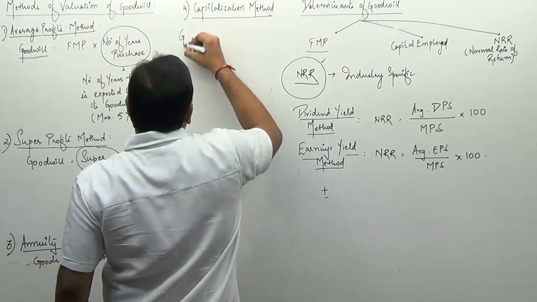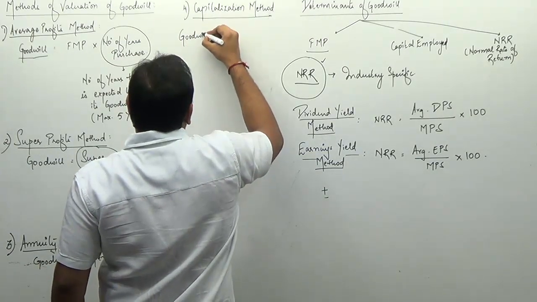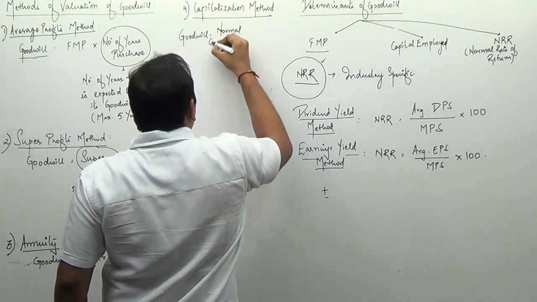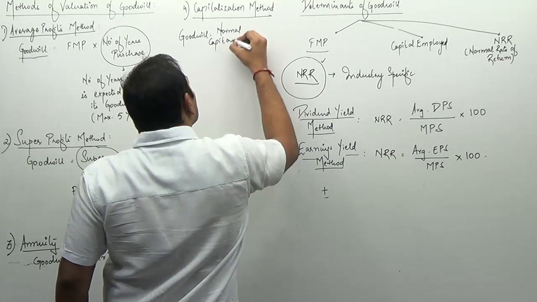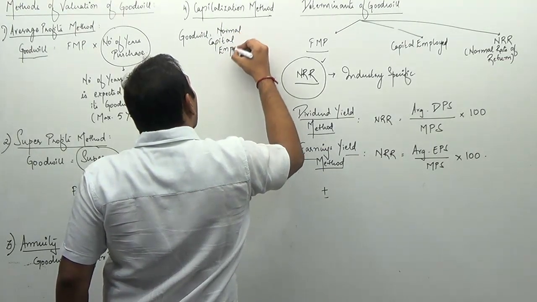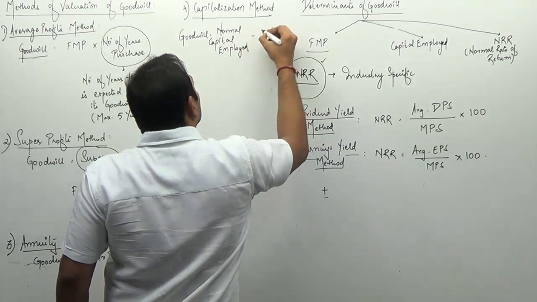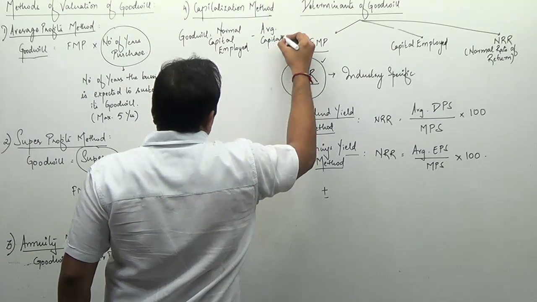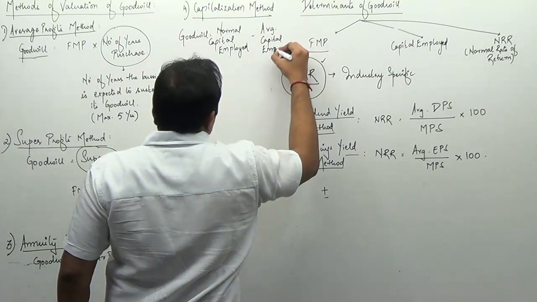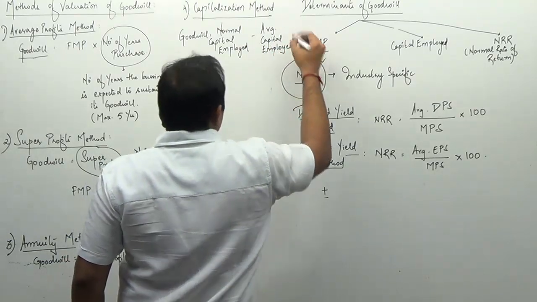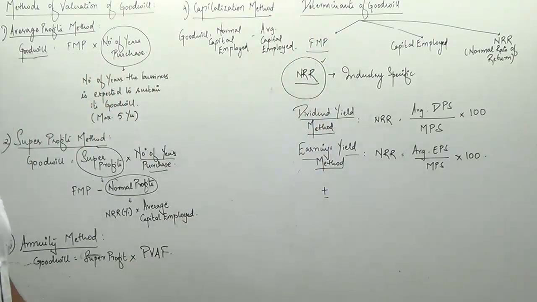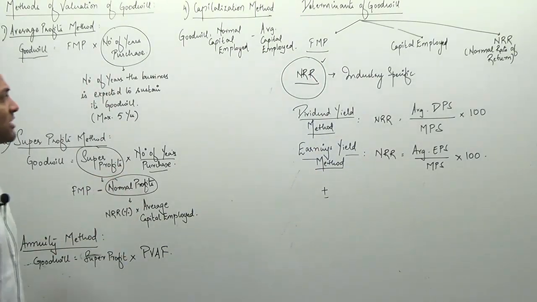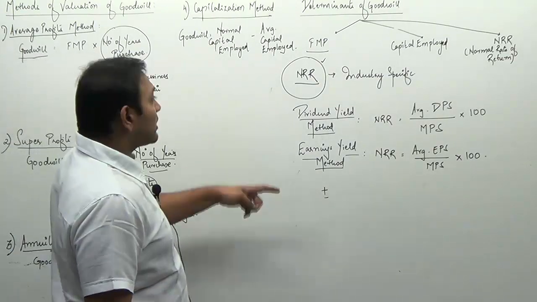We say that goodwill is equal to normal capital employed minus average capital employed. This was our determinant of goodwill, average capital employed. We know how to calculate our average capital employed: opening plus closing by 2, or two other formulas that we have developed from that. What are the inclusions, what are the exclusions? We know this.